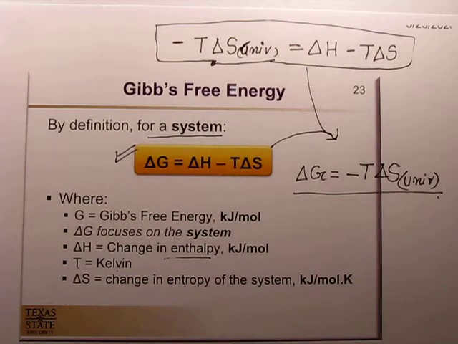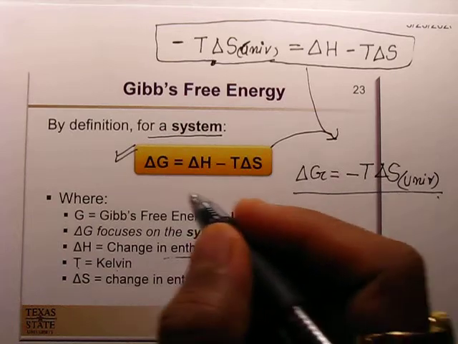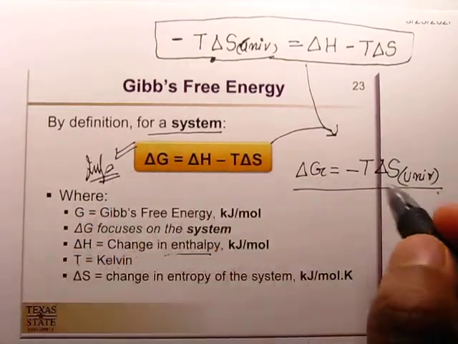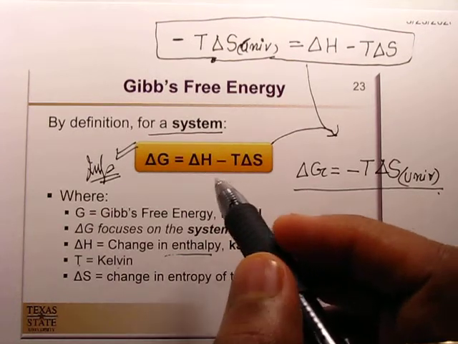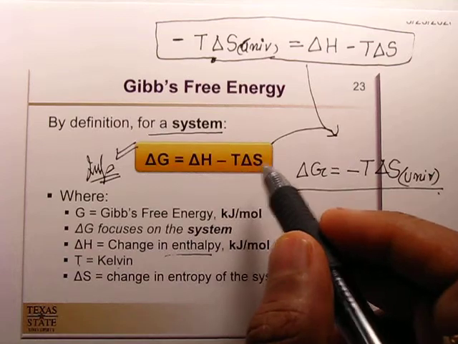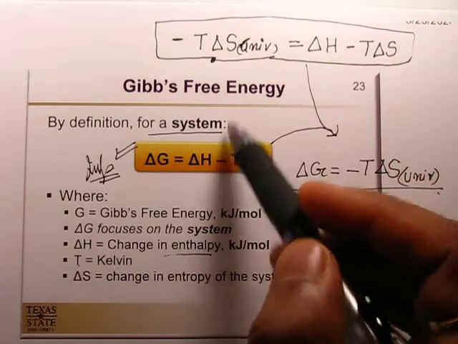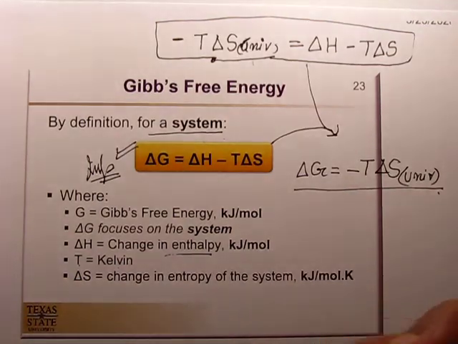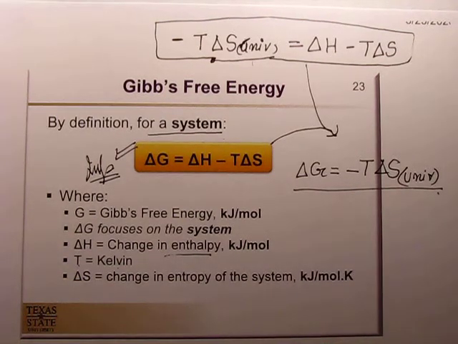So this is an important relationship you need to understand or memorize. What is the relationship between delta G equal to delta H minus T delta S, and how can we correlate these two equations?